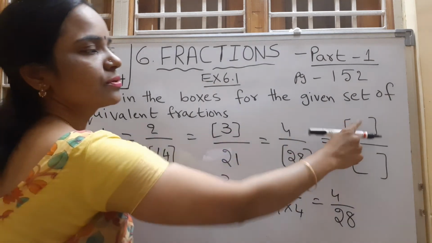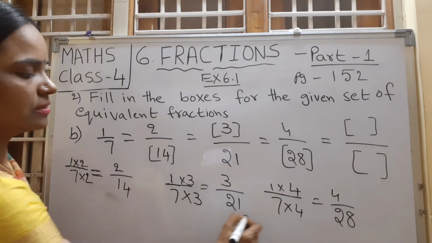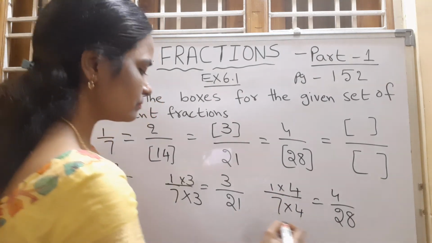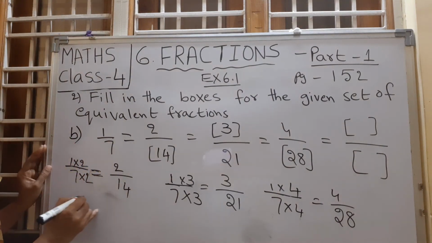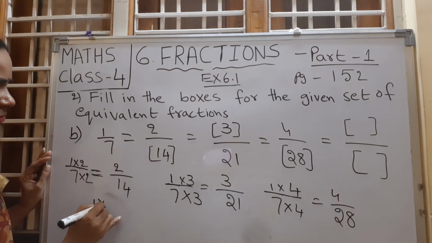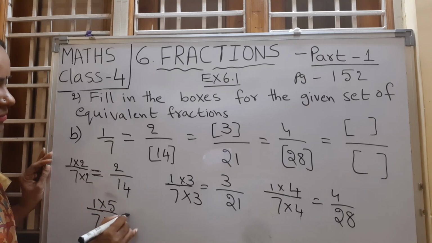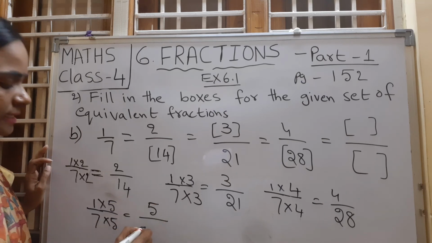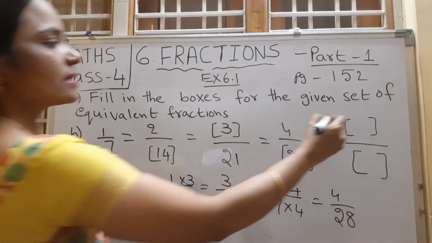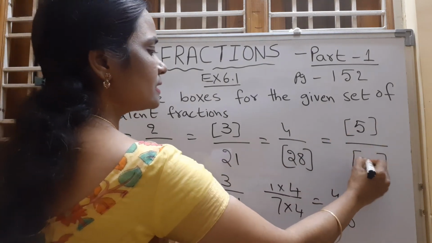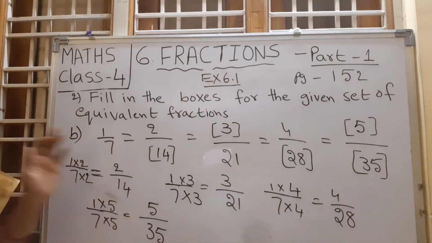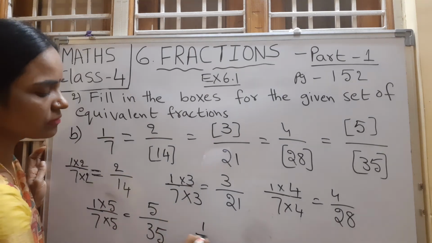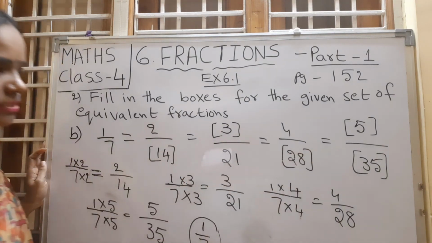Next missing numbers we have to find out. 1, 2, 3, 4, 5. So 1 should be multiplied by 5. So here I am taking 1 by 7 into 5 to get the answer. 1 into 5, 1 5s are 5. 7 5s are how much children? 35. Yes. So what are the missing numbers? 5 by 35. So all these are the equivalent fractions because all numbers have the same value, that is 1 by 7.